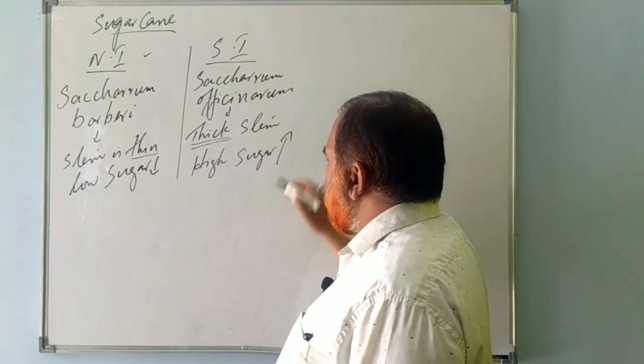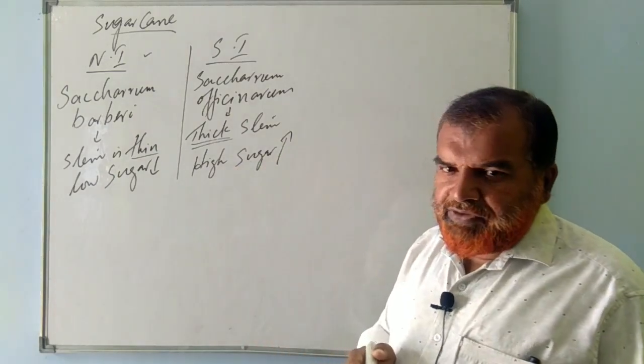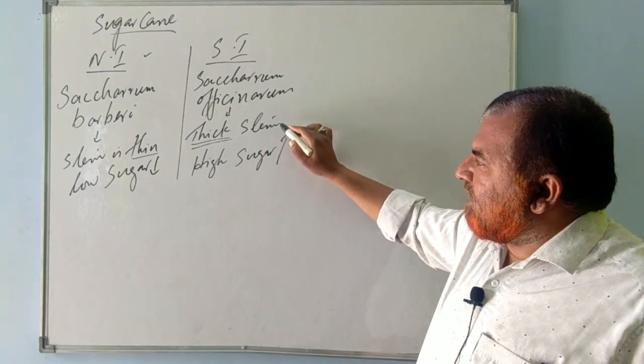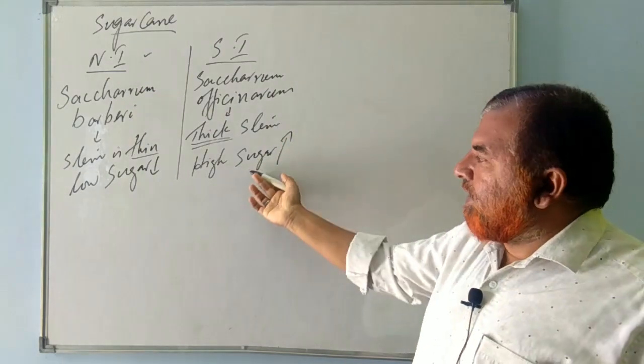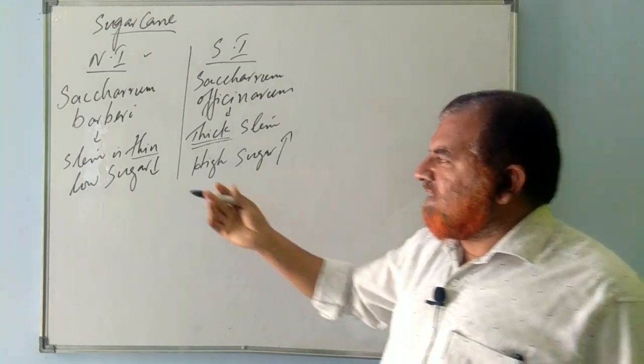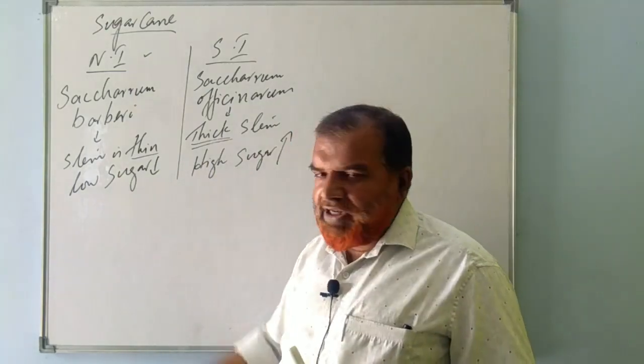So once you come across these features, you see the advantages. Its stem is thick and it has more sugar content. Whereas in the other the stem is thin and the sugar level is low, but the advantage is that it can be grown faster.